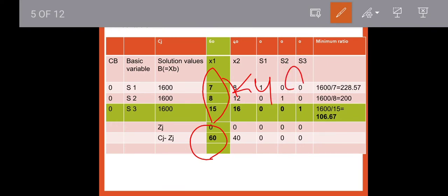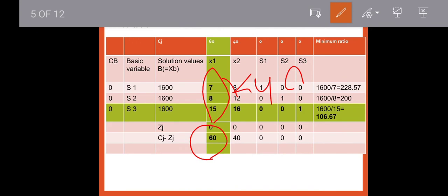Then with the help of this key column, we are going to divide the solution variables. 1600 divided by 7, we get 228.57. Then the second one, 1600 divided by 8, we get 200. Then 1600 divided by 15, we get 106.67.